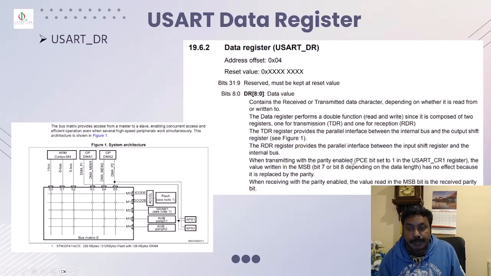When transmitting with the parity enabled bit set to 1 in the USART CR1 register, the value written in the MSB, bit 7 or bit 8 depending on the data length, has no effect because it is replaced by the parity. So that's what we learned.